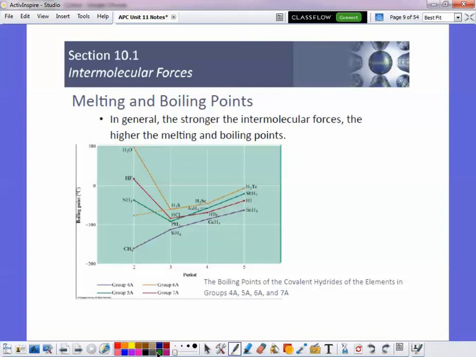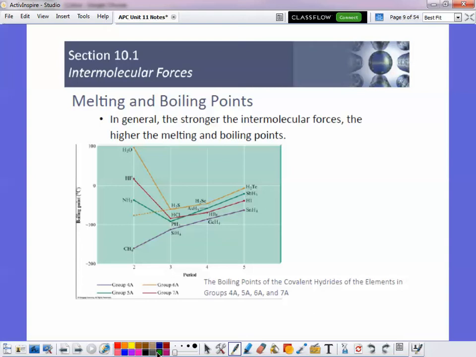So in general, the stronger those intermolecular forces are, the greater the melting and boiling points. Remember, melting point is the temperature at which a substance melts. Boiling point is the temperature at which a substance boils. So typically, the stronger the intermolecular forces, the higher the melting and boiling points.